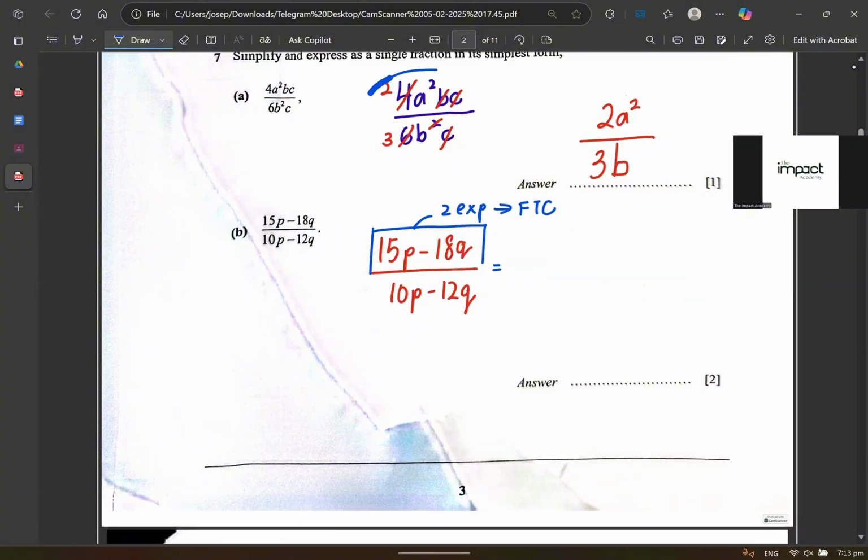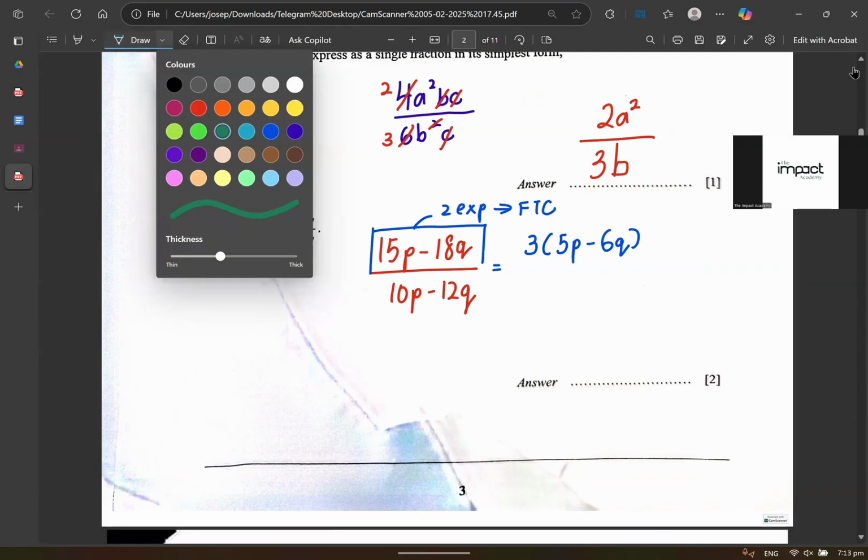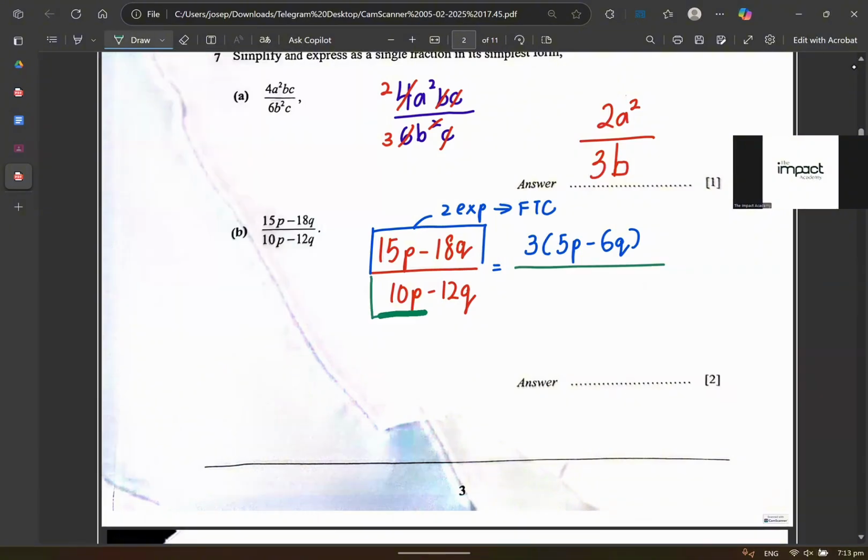You understand? You see that above you can cancel and below you can cancel because it's 4 times a squared times b times c. The one below is not. The one is 15p minus 18q. You get what I'm trying to say? Take out what is common. 3 is common. True? 3 times 5p minus 6q. I'm going to show you a funny thing, okay? The below is also two expression. And for two expression, basically, we have to factorize. Agree or disagree? Can you understand or not understand?